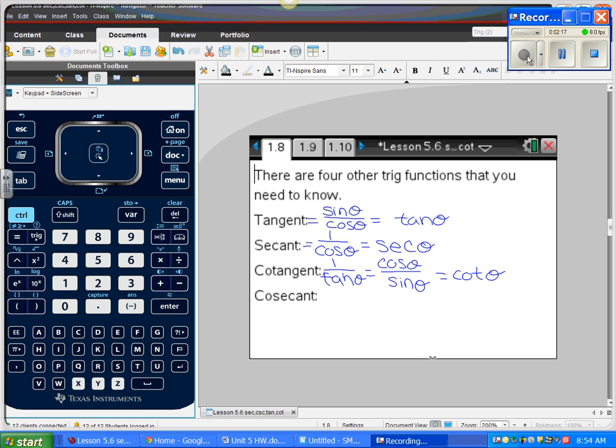Last but not least, cosecant, what is it? Cosecant. We've used cosine, we've used tangent, sine. 1 over sine. Shorthand, CSC. Okay. And these have to be memorized. Got to know them.